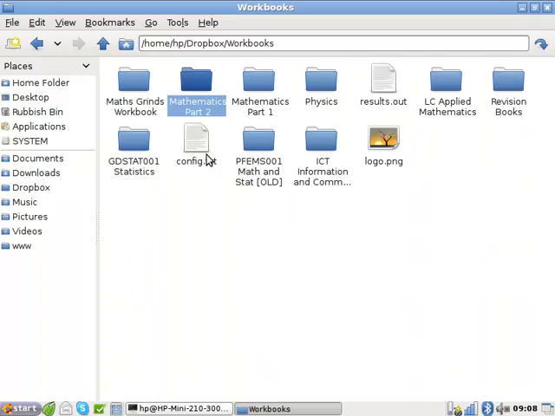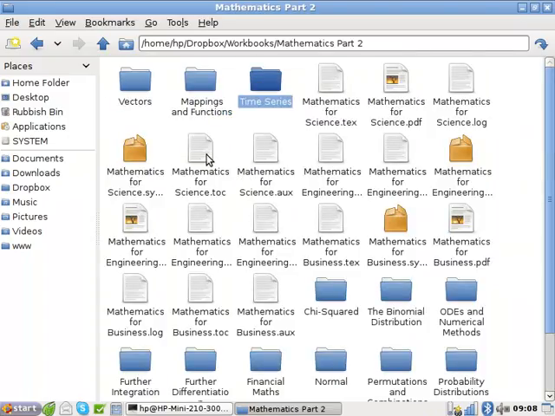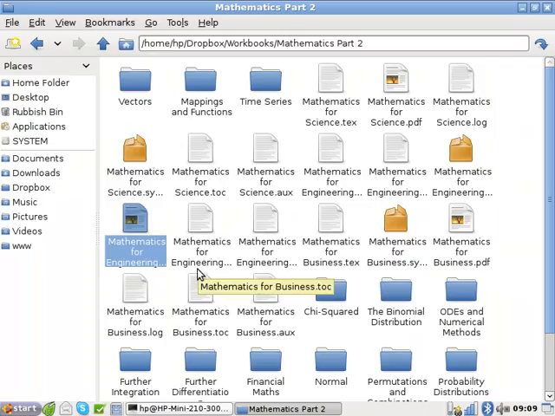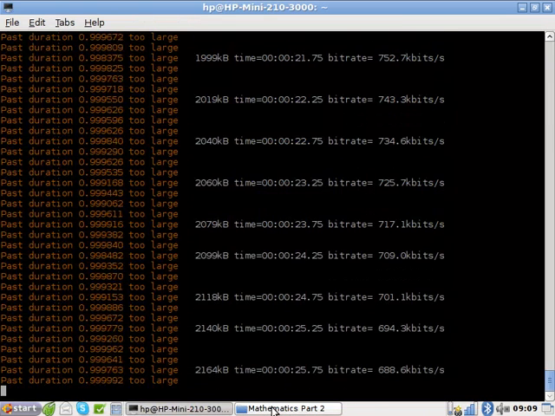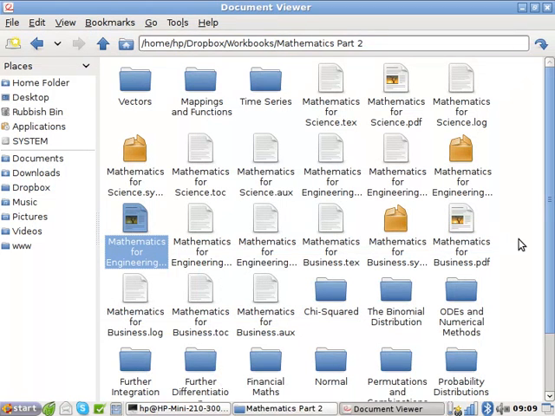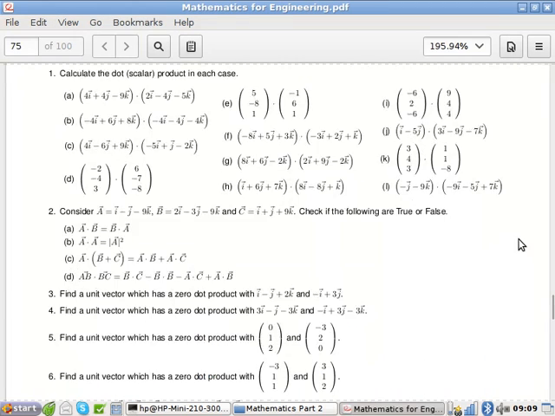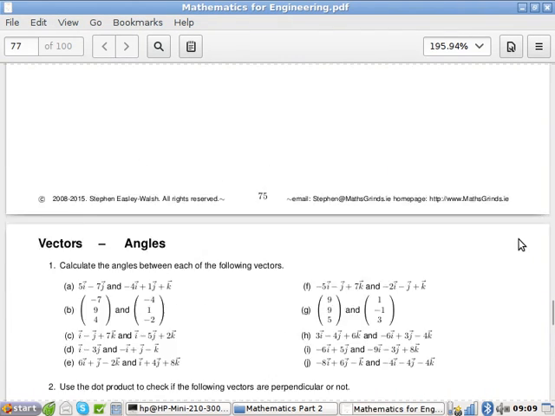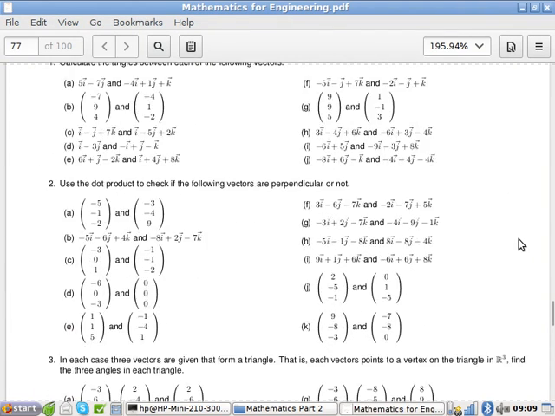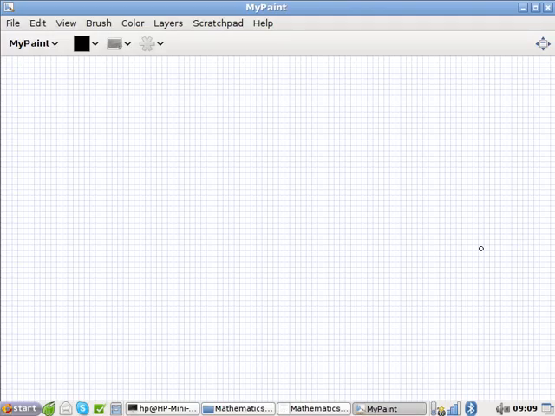Book, Maths Part 2, Engineering. Scalar product. Angles.